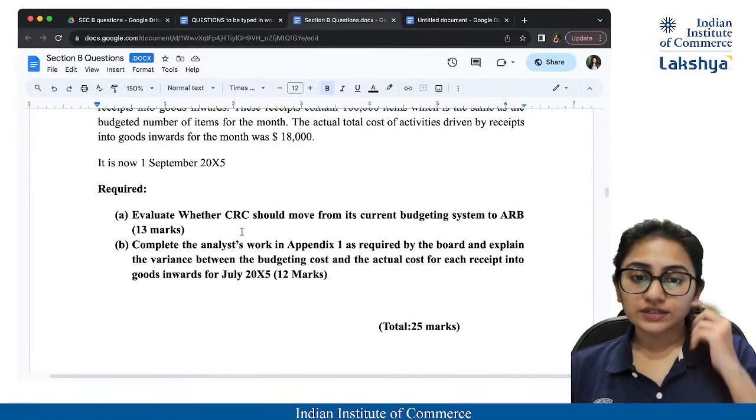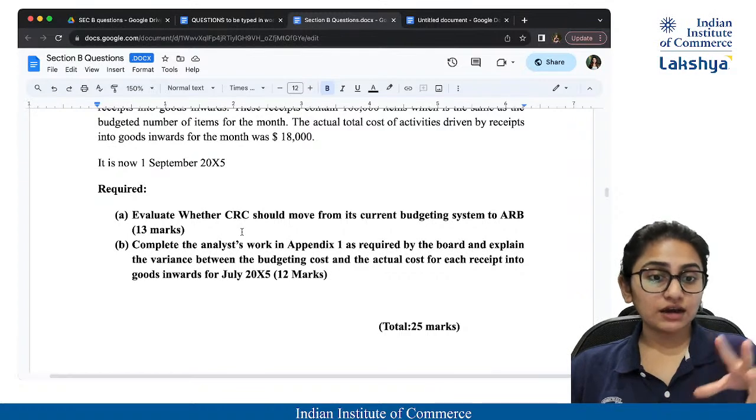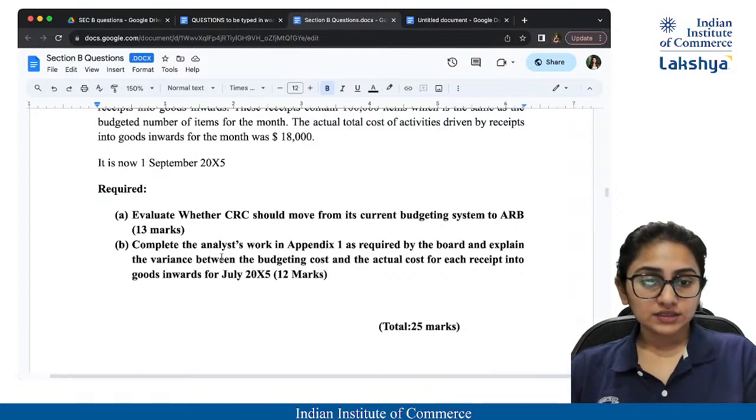Required: evaluate whether CRC should move from its current budgeting system to the ARB, complete the analyst work in Appendix 1 as required by the board, and explain the variance between the budgeting cost and the actual cost for each receipt into goods inwards for July 20x5.